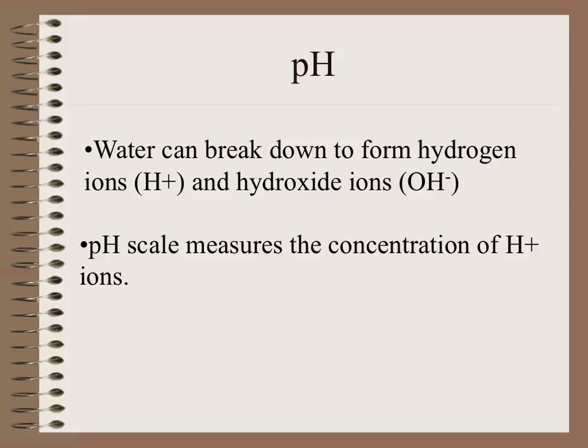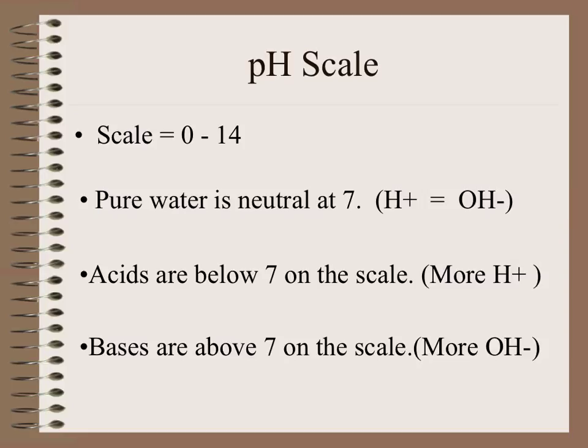Now, sometimes we like to measure the concentration or the amount of hydrogen ions in a particular substance. And in order to measure the concentration of H+ ions, we use what's known as the pH scale. So the pH scale ranges from 0 to 14. Pure water is always neutral at 7. Anything that's neutral has an equal amount of H+ ions and hydroxide ions. So H+ equals OH-.